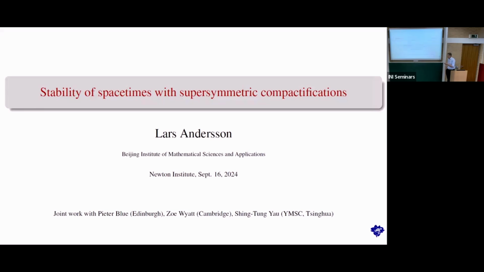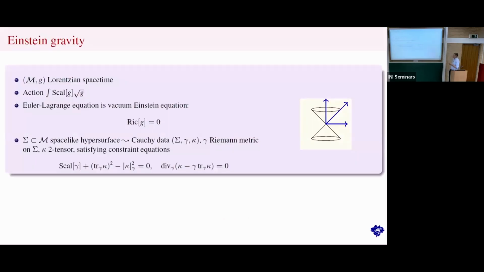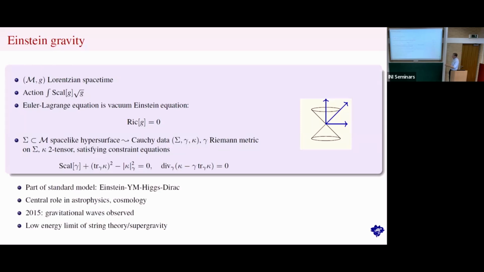So let me start. I'll come back to this. We're talking about nonlinear Einstein gravity. This is motivated by supergravity considerations, but this talk is only about classical gravity. We have the usual setup, with some Cauchy data set and so on. This is part of the standard model, and it's sometimes viewed as a low energy limit of string theory or supergravity.